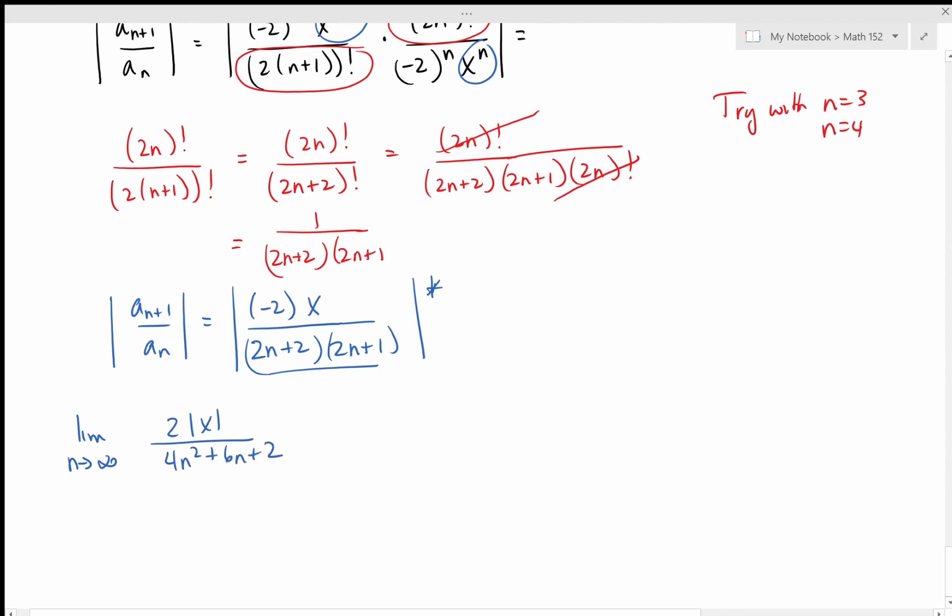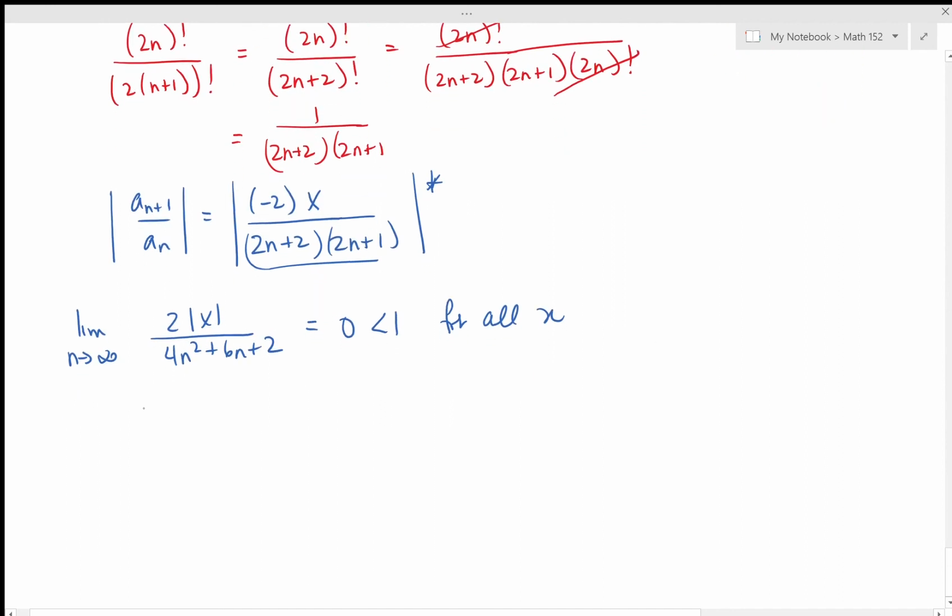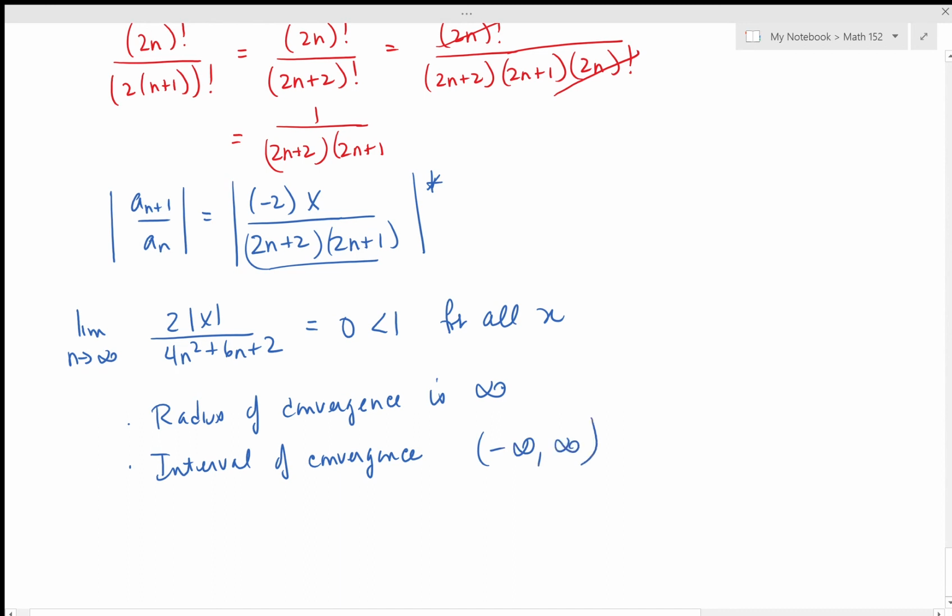Okay. So what happens when n gets really, really large? For any fixed value of x, this is going to go to 0, which is less than 1 for all x. So the radius of convergence here is infinite, and the interval of convergence is minus infinity to infinity. So this thing converges for all values of x.